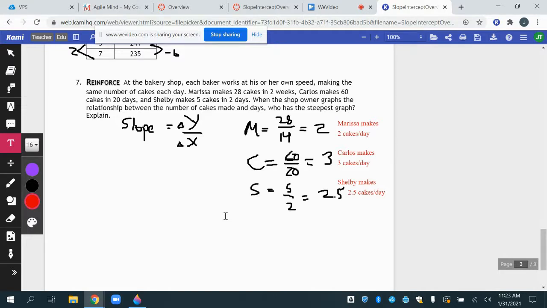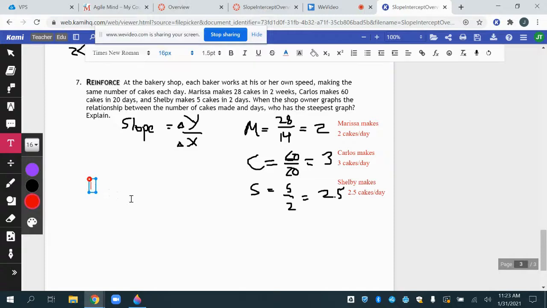And that would be Carlos. So Carlos would have the steepest graph, the steepest slope. That is because he makes cakes at the fastest rate.